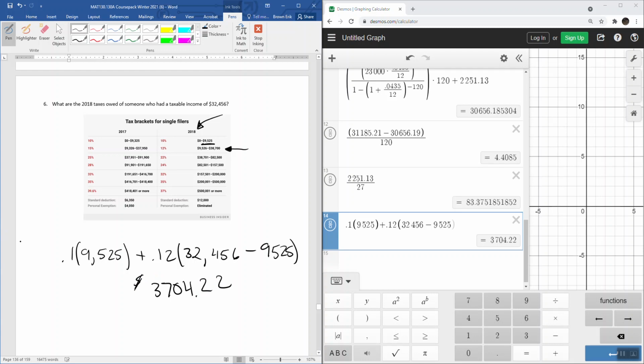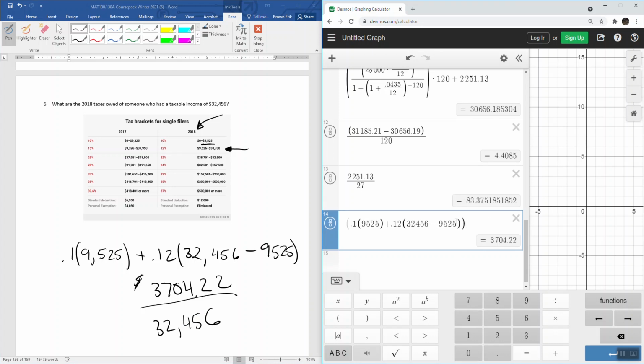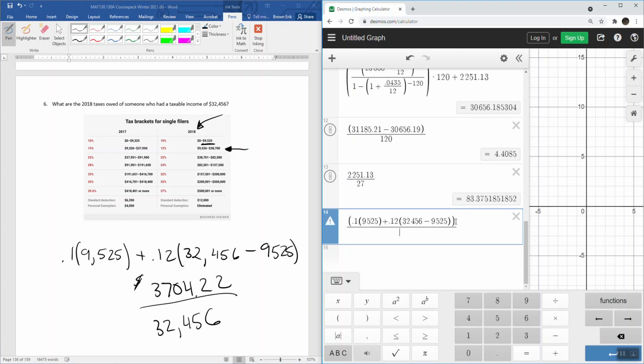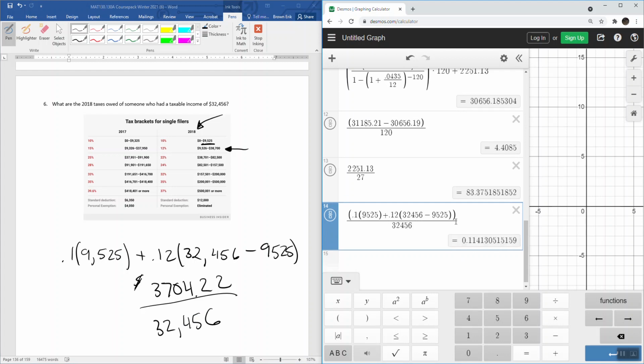Now, I don't know if I did this in the videos, can't remember. We could calculate the effective tax rate by dividing this number by 32,456. So what we're figuring out is what percent of their income was taxes. So their effective tax rate is 11.41%, which should make sense. That's a percentage between 10 and 12%. Because some of their money they owed 10% of, another portion they owed 12%. It's a little bit less than a flat tax at 12%.